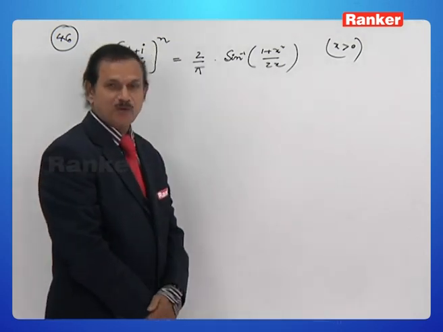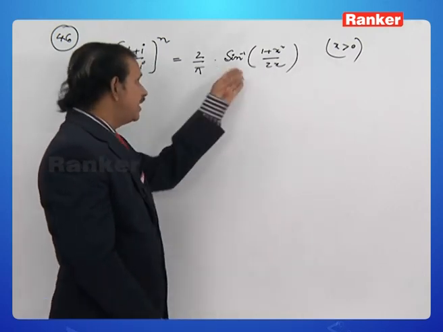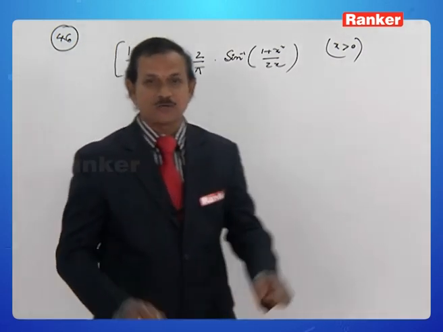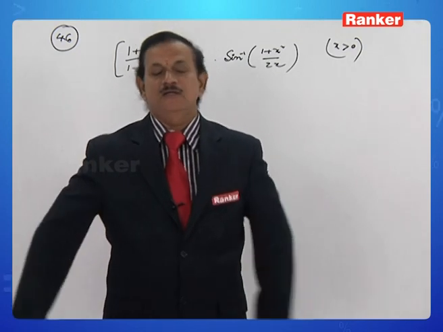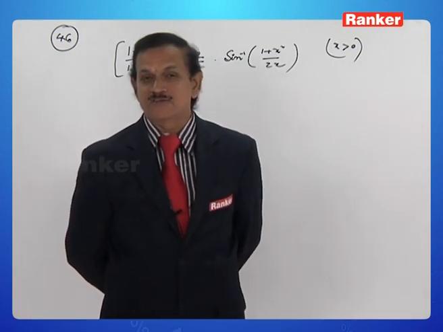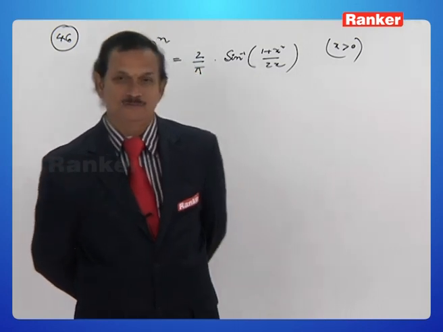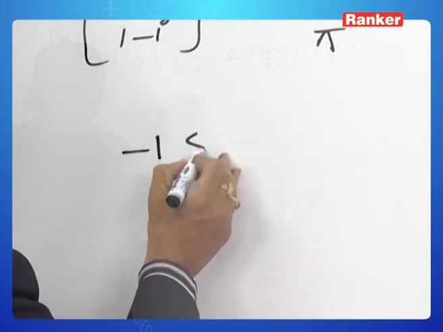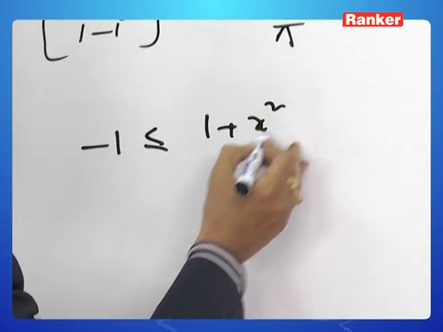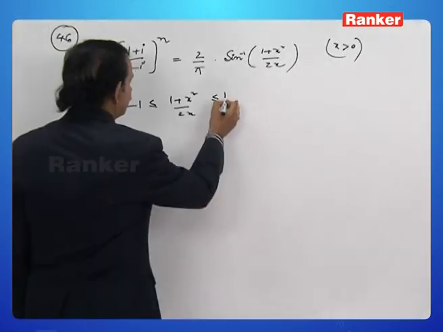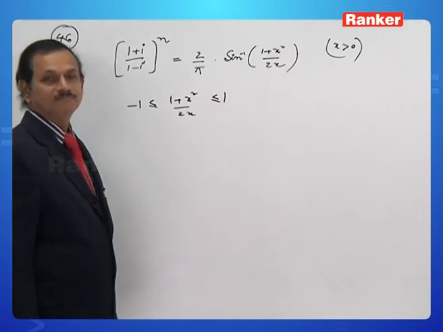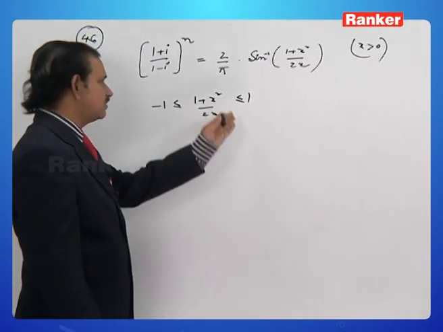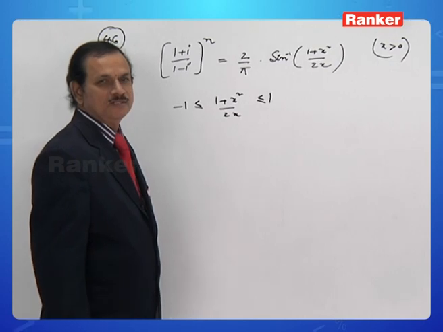See, one of the most important things here to look at is the sine inverse function. We know that the range of the sine function is the closed interval -1 to 1, which implies the domain of the sine inverse function is the closed interval -1 to 1. Therefore, for this to be defined, what should happen? -1 less than or equal to (1 plus x square by 2x) less than or equal to 1. Right? Unless or otherwise, sine inverse of something cannot be defined at all because it is nothing but the domain of the sine inverse function. Isn't it?